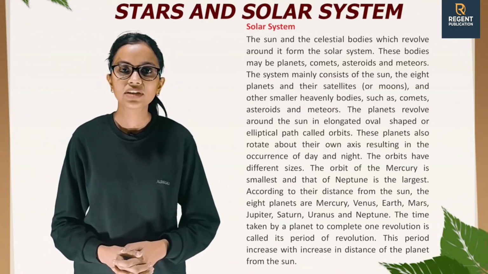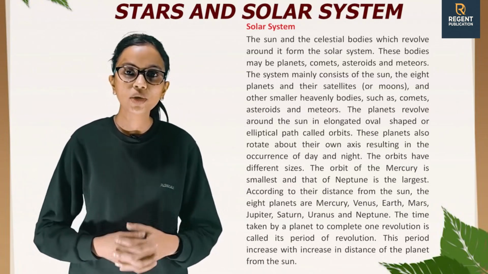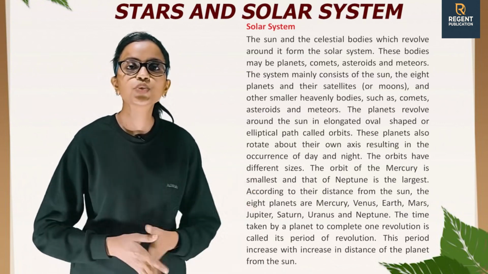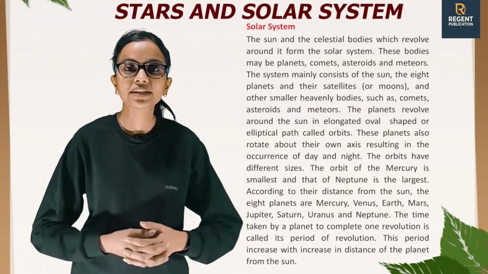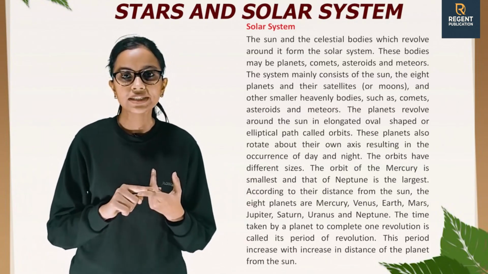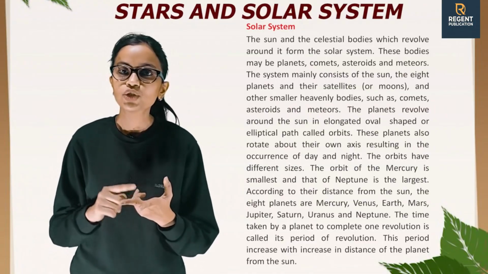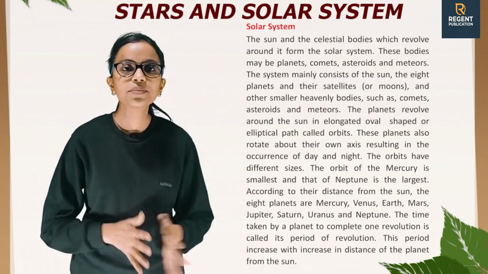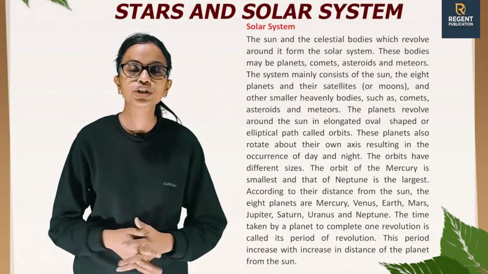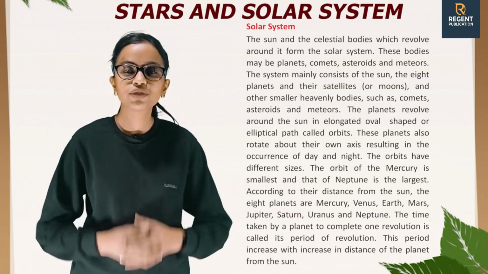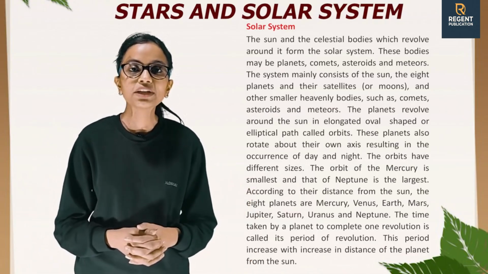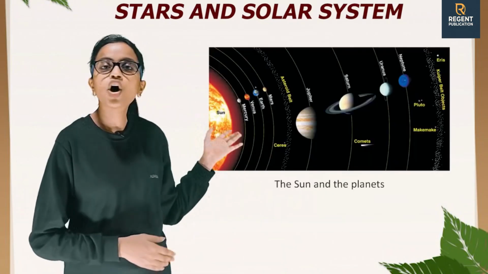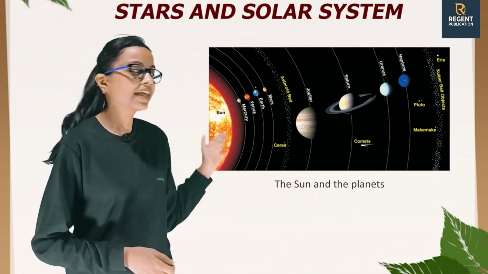The orbits have different sizes. The orbit of Mercury is smallest and that of Neptune is the largest. According to their distance from the Sun, the 8 planets are Mercury, Venus, Earth, Mars, Jupiter, Saturn, Uranus, and Neptune. The time taken by a planet to complete one revolution is called its period of revolution. This period increases with increase in distance of the planet from the sun. So students, this is the picture of our solar system, the sun and the planets.